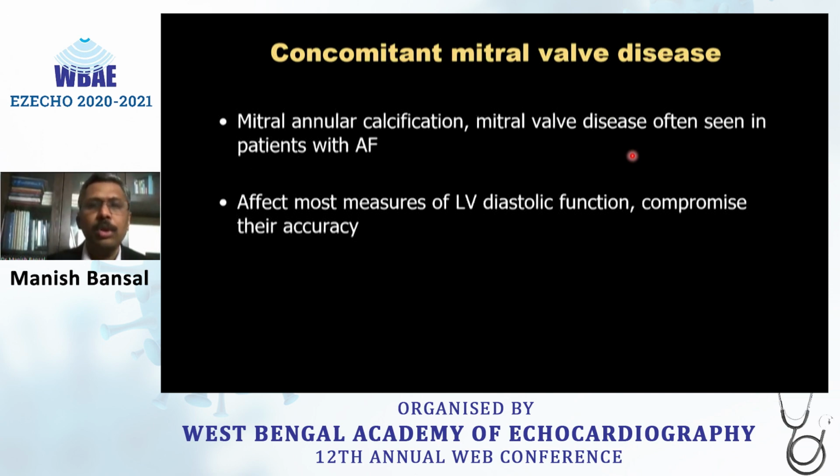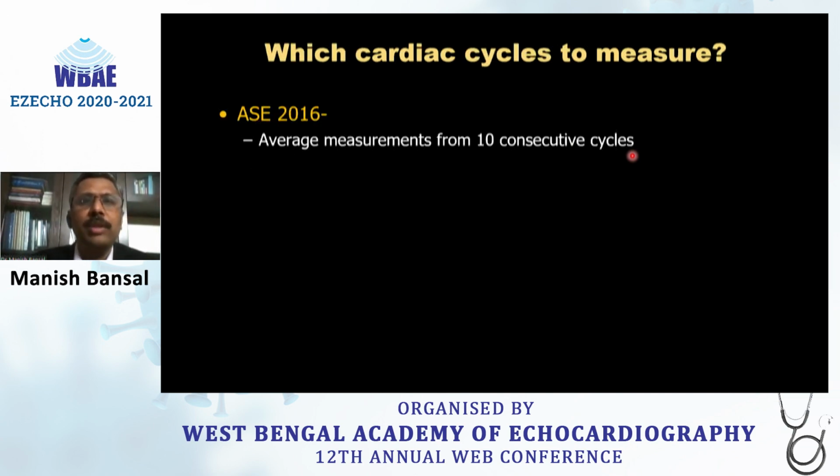So what to do? The first question that we need to answer is which cardiac cycles to measure and how many cardiac cycles to measure. The 2016 ASE guideline document on diastolic function recommends that we take average of 10 consecutive cycles. This appears to be the most reproducible and accurate measurement for this purpose, but it is clearly impractical unless we have echo machines that can automatically do that.